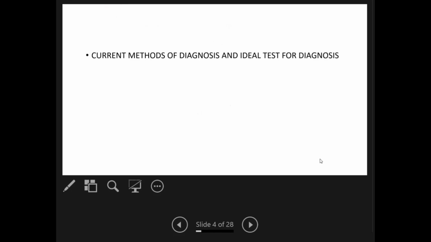Then we will see what the current methods of diagnosis and the ideal testing for diagnosis are. From a clinical point of view, if you want to diagnose a disease, we need it very quickly. So the test has to be very rapid, and also very sensitive, and to say this is tuberculosis, the test has to be specific. So an ideal test has to be very rapid, very sensitive, and very specific. But unfortunately, none of the tests I'm going to describe in my next slides meets this ideal.